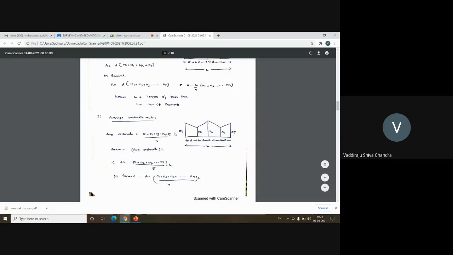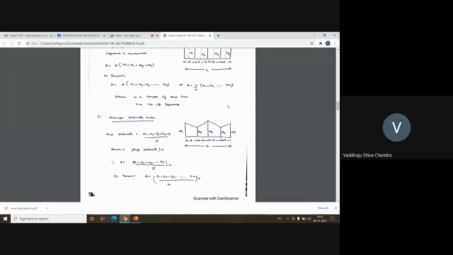In this case, you are going to take the average ordinate, O1 plus O2 plus O3 plus O4 plus O5 by 5. So the area is equal to average ordinate into L. In this figure, it is O1 plus O2 plus O3 plus O4 plus O5 by 5 into L. In general, you can write it as O1 to On by n into L. In the first case, you are measuring the mid ordinate and multiplying it by the length of the segment. And in the second case, you are going to take the average of all ordinates, or all offsets from the first point to the end point of the survey area.